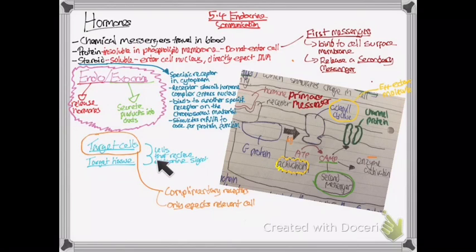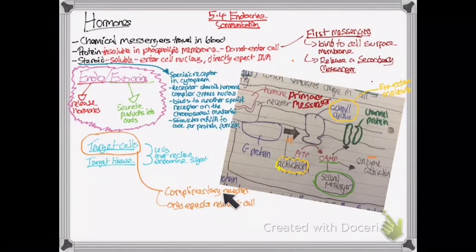So target cells are cells that receive an endocrine signal. A group of target cells form target tissue. So, for example, adrenaline directly affects liver. For example, insulin directly affects liver and muscle cells. Okay, so liver and muscle tissue are the target tissue.